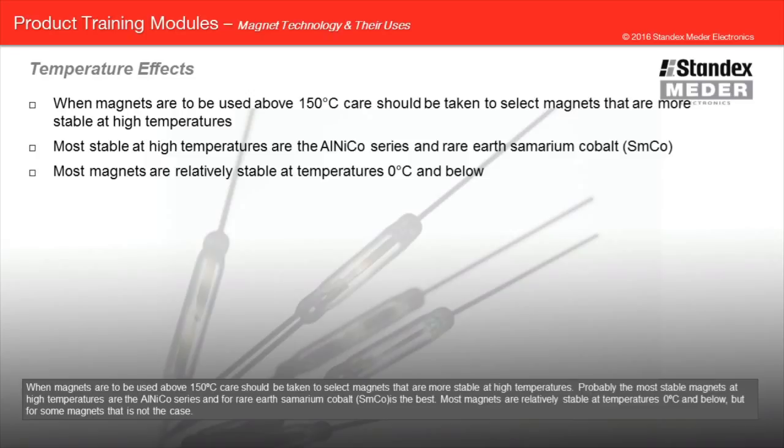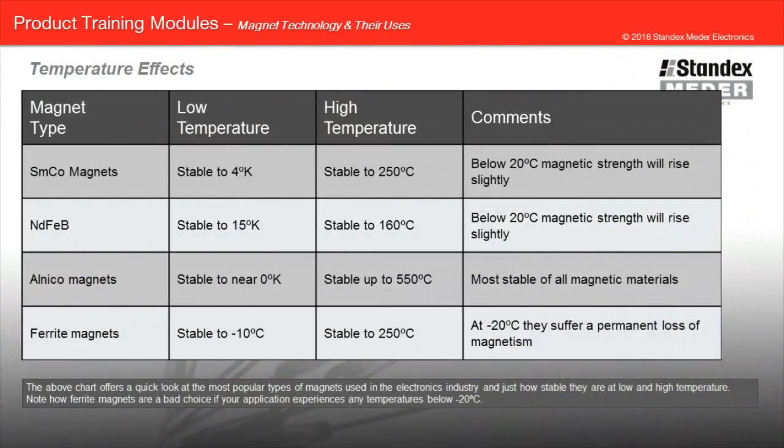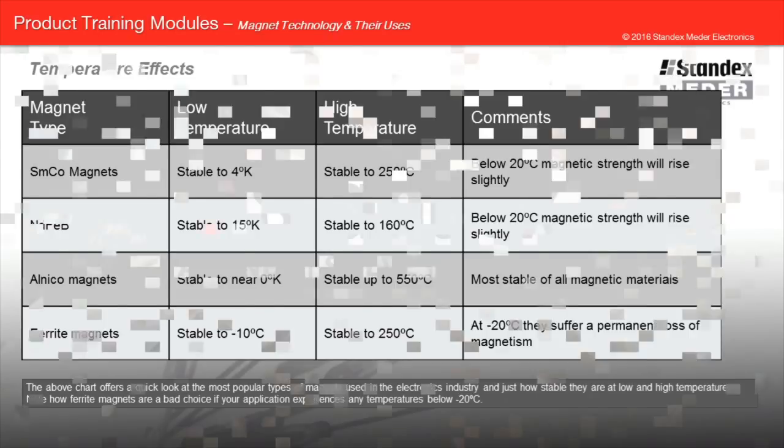Most magnets are relatively stable at temperatures of 0 Celsius and below, but for some magnets that is not the case. The above chart offers a quick look at the most popular types of magnets used in the electronics industry and just how stable they are at low and high temperature. Neodymium ferrite magnets are a bad choice if your application experiences any temperatures below -20 degrees Celsius.